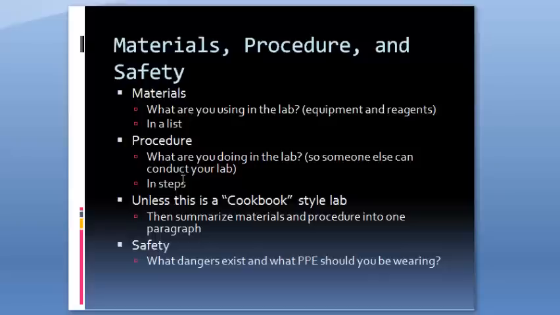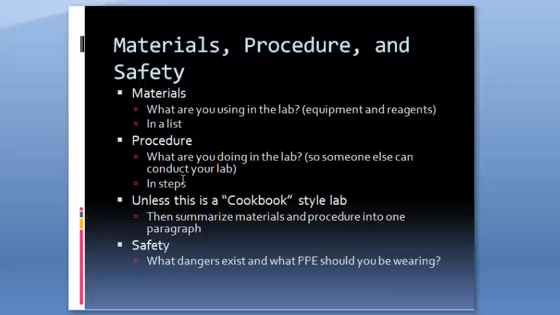We usually put materials in a bulleted list, so you could either do one long list or you could do some columns. The next part is the procedure. What are you going to be doing in the lab? And write this so that someone else reading your lab could conduct the lab. We usually put the procedure in steps, and so make them somewhat concise, but at the same time, they need to be understandable for somebody else.